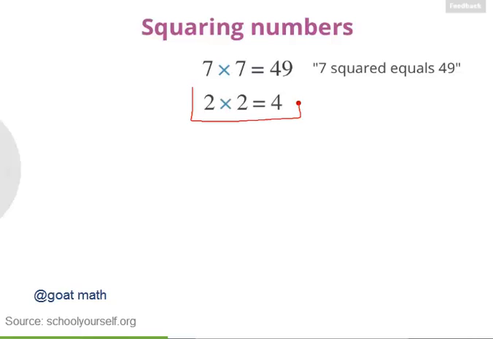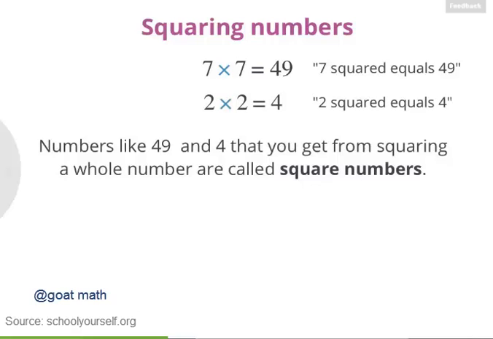If we multiply 2 by itself, we get 4. So 2 squared is 4. Now numbers like 49 and 4 that you get from squaring whole numbers are called square numbers.